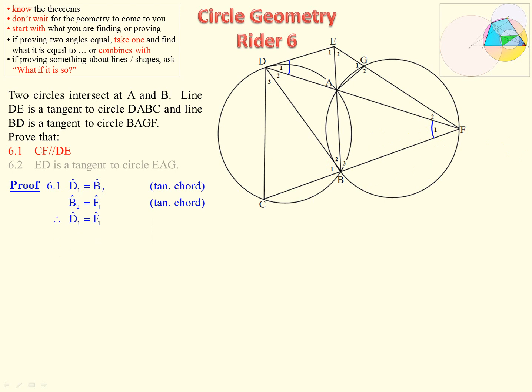Now we haven't finished yet. That was part of our what if it is so. Now we have to go one step further and say, now we have the alternate angles equal. So we can say, well, therefore the lines are parallel. And the reason alternate angles equal, you might want to say converse alternate angles, parallel lines, but I'm mathematically lazy, so I'll always go for the shorter references with as much abbreviation as possible.